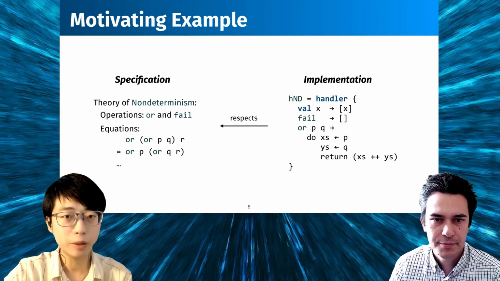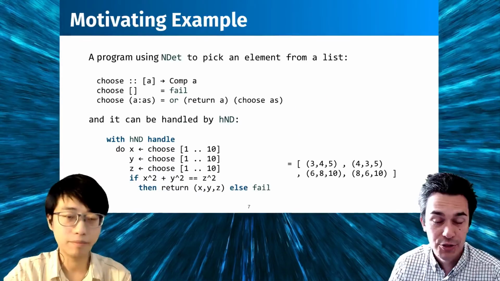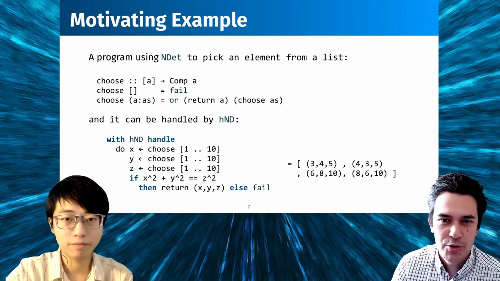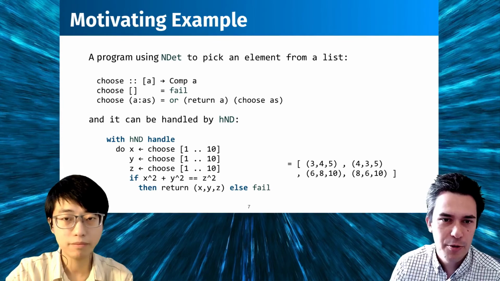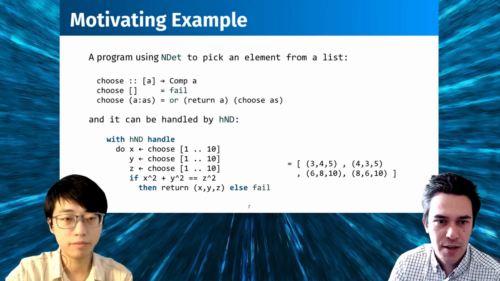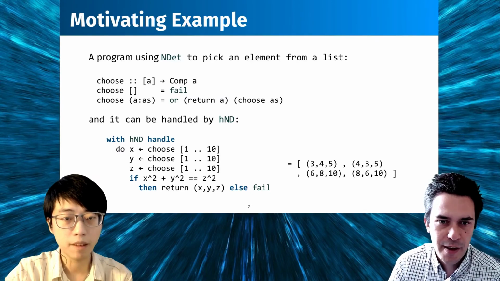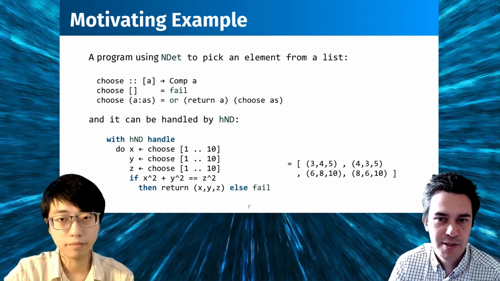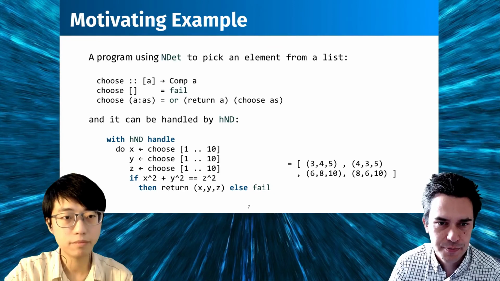And can you show me a use case of this handler? Sure. Check out this little program, choose, which picks one element from a list non-deterministically using the OR and fail operations. Using this, we can write the program searching for Pythagorean triples, as well as do logic programming in it, just as in Prolog. Applying the handler HND to this program then produces a list of all possible results.